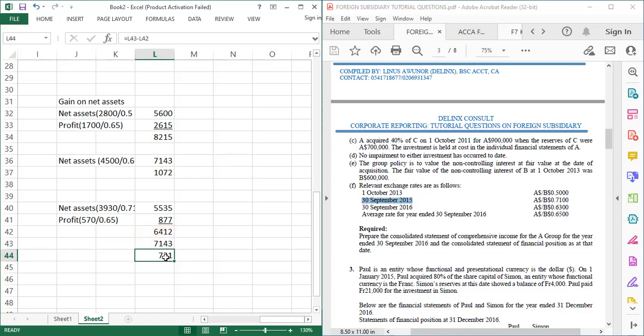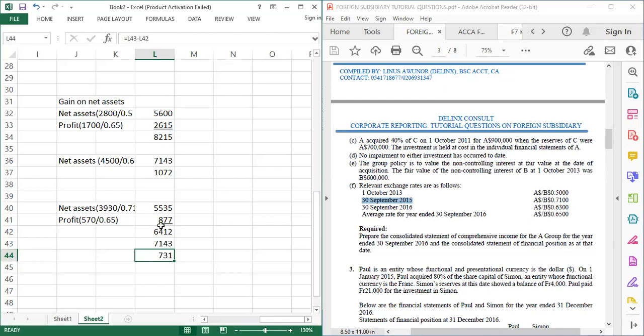Are we having a gain or loss? It's a loss. No, it's supposed to be a gain. 6412, but we are not having 7143. We are having higher.